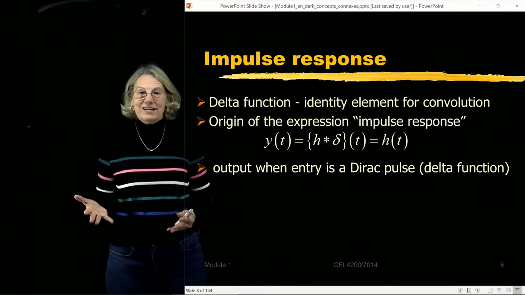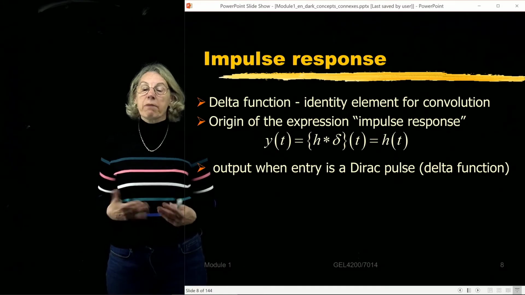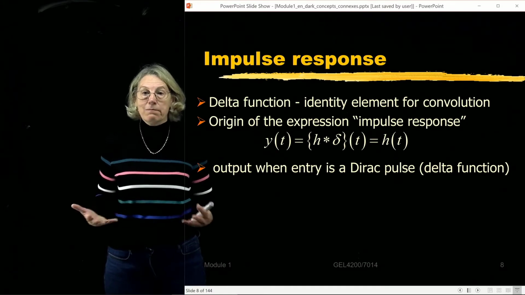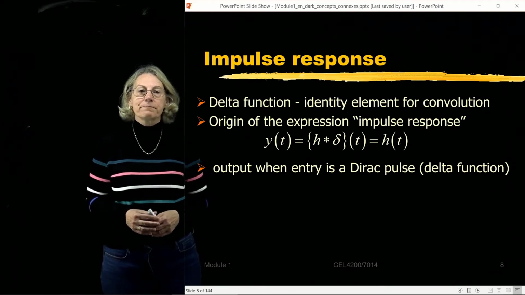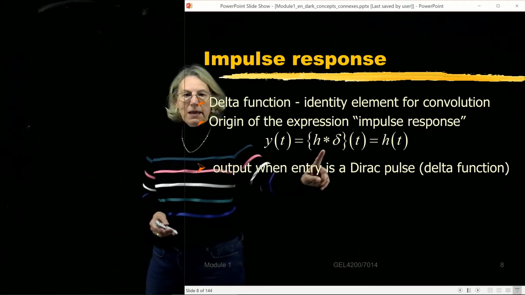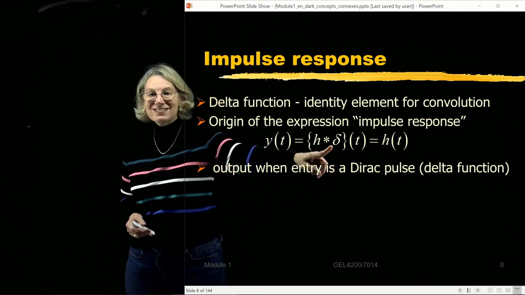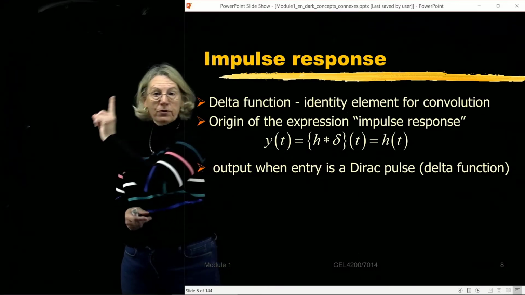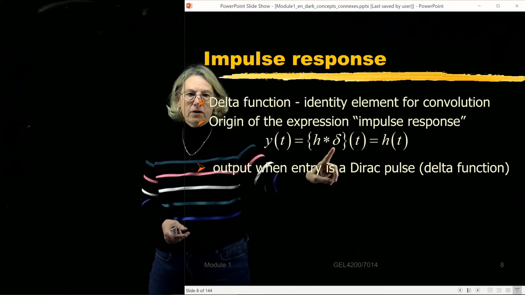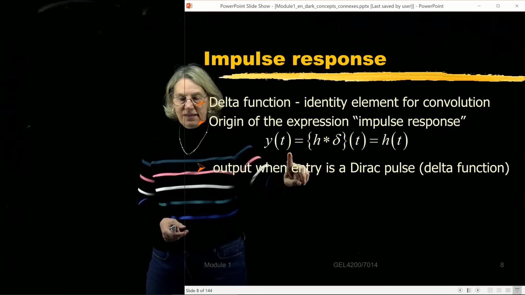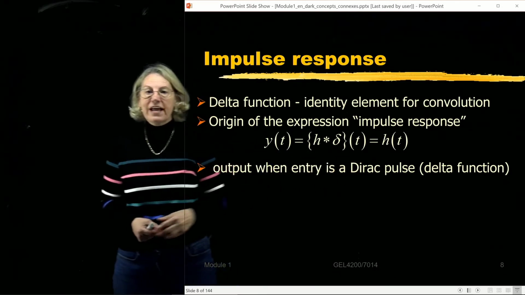And that really is the origin of the expression, the impulse response. I said we had to give a name to this time domain representation of our black box system. So if the input to my system is a delta function, an impulse, what do I get out at the output? Well, I just get this function h of t.